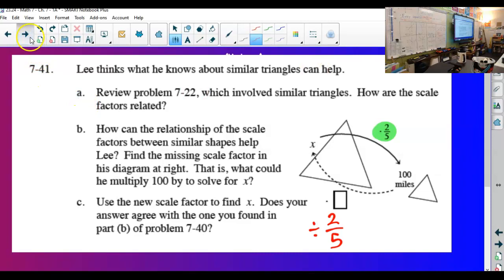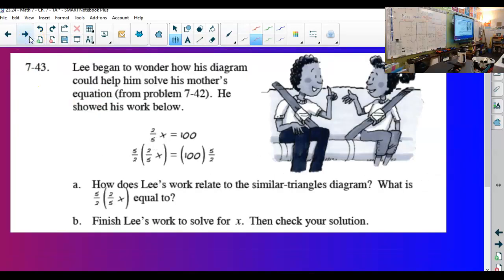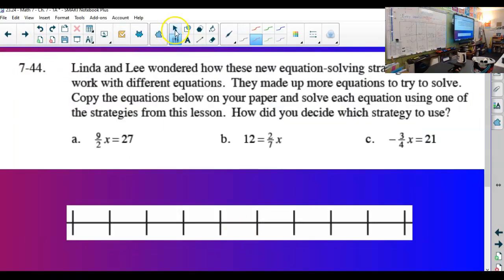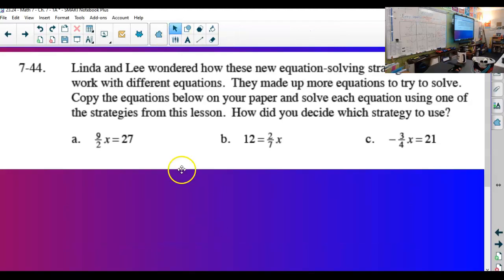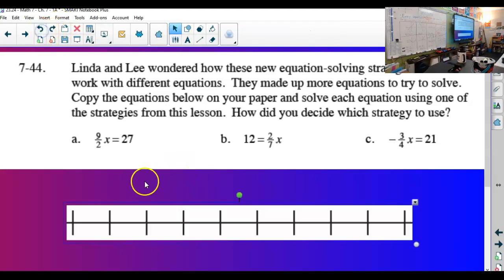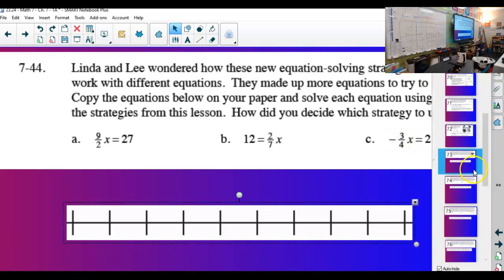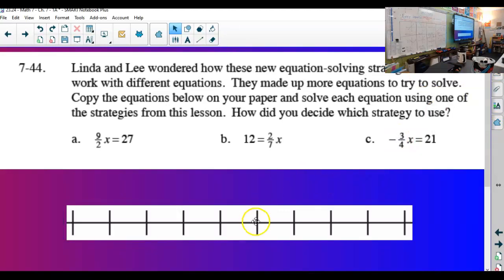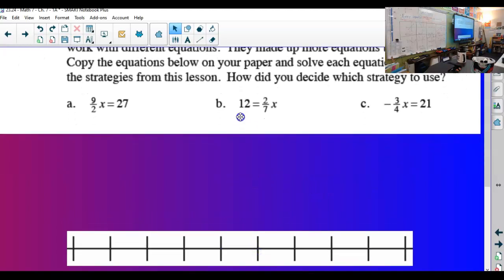All right, you're going to need your graph paper. If I give you 9 halves of x, or 2/7 of x, or negative 3/4 of x. Did I copy this page 3 times? Yeah, I'm actually prepared, right? All right, I'm going to write these a bit bigger because I know they're a little blurry up there.